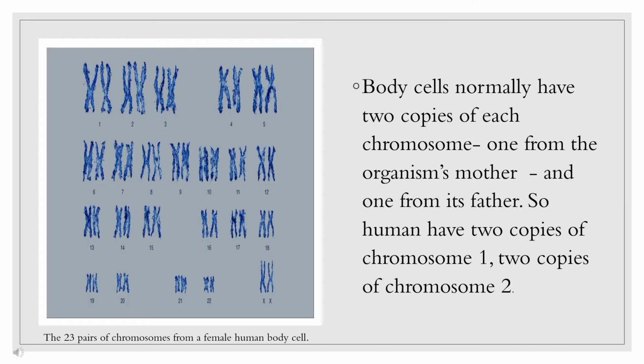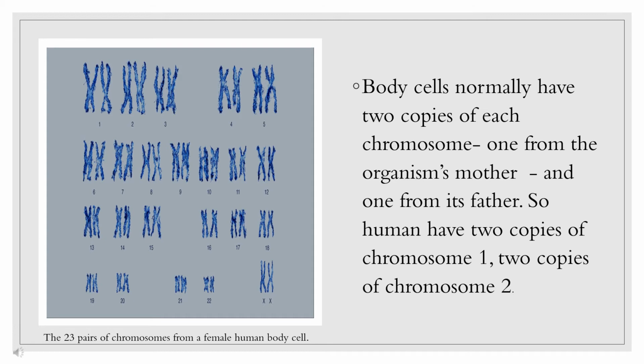Now you need to know that body cells normally have 2 copies of each chromosome, one from the organism's mother and one from the father. So humans have 2 copies of chromosome 1 and 2 copies of chromosome 2. So each one of us has copies of our dad's chromosomes and of our mom's chromosomes. And each set is 23, so when we add them up, they're going to be 46.